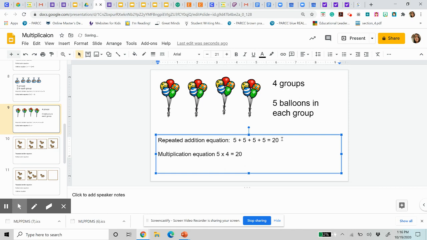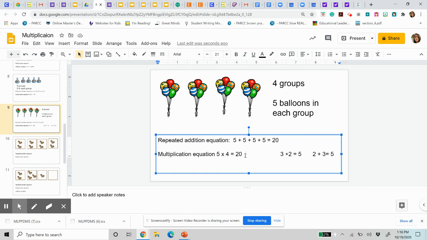Now, kind of like addition, let me just show you this over here. If I said 3 plus 2 equals 5, and you guys can all check that out, right? I can also say 2 plus 3 equals 5, right? In addition, the order doesn't matter. Well, it doesn't matter in multiplication either.